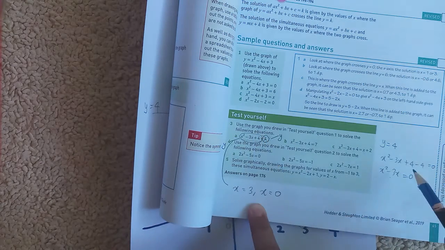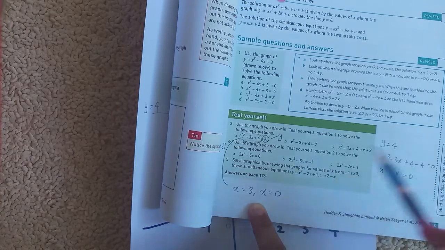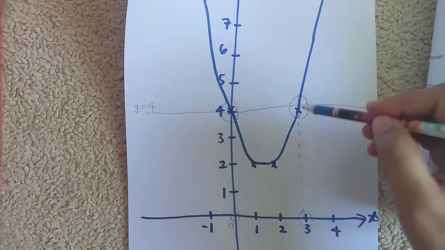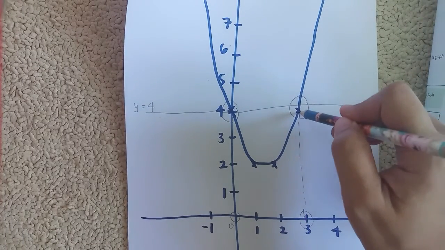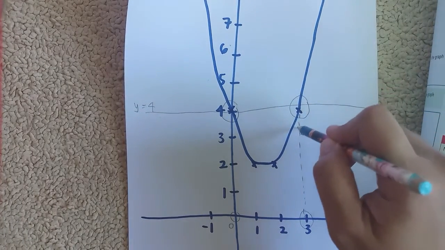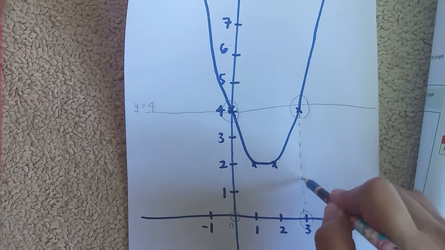You cannot use EQN. If you use EQN, they will deduct your mark. You need to use the graph. So how do you show your workings on your graph? By circling these two values, and then you use your ruler. You just do a dotted line.